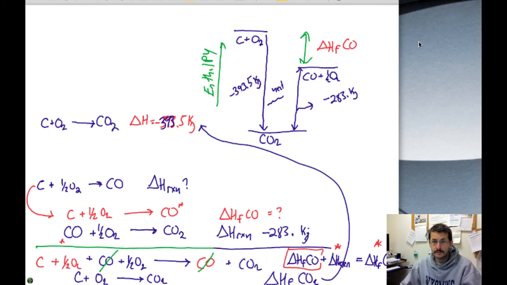And so what you'll find is that you can use the implied information in known thermodynamic quantities to find unknown ones. In this case, the delta H formation of CO we can get from rearranging and solving this equation to give us negative 110.5 kilojoules.